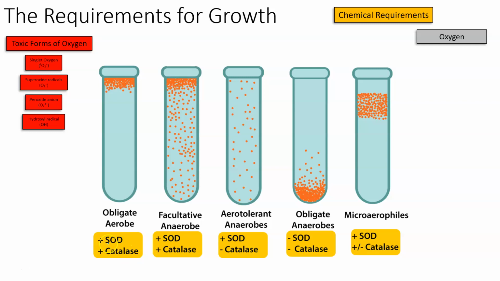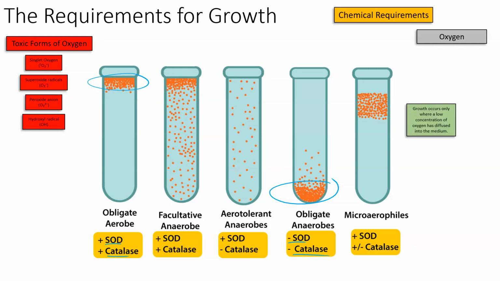So obviously if there is SOD and catalase, then they can neutralize all toxic forms of oxygen and they grow where oxygen is present. If they have no SOD or no catalase, then they obviously cannot neutralize oxygen and they grow only in the absence of oxygen because oxygen kills them because it acts as a toxin.